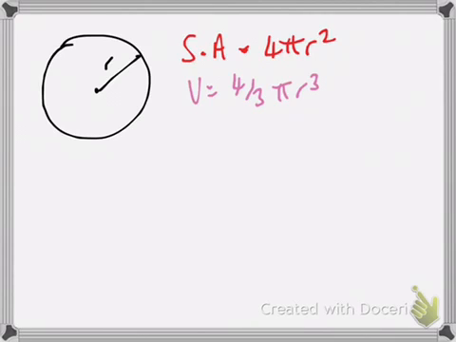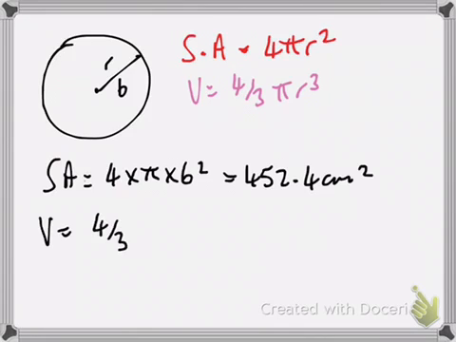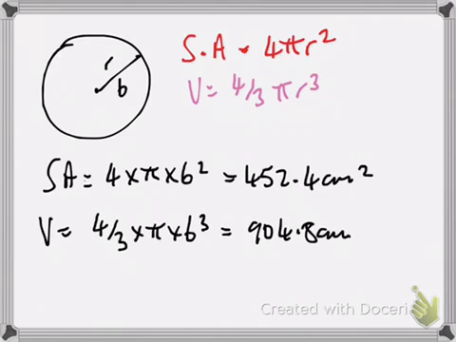So all you have to do simply for the sphere is, if you had a radius, just say of 6. So the surface area is 4 times pi times 6 squared, and that's 36 times 4 times pi, which is 452.4 centimetres squared. And if you're asked to find the volume, it's just 4 thirds times pi times 6 cubed, and that gives you 904.8 centimetres cubed. Simple as that.